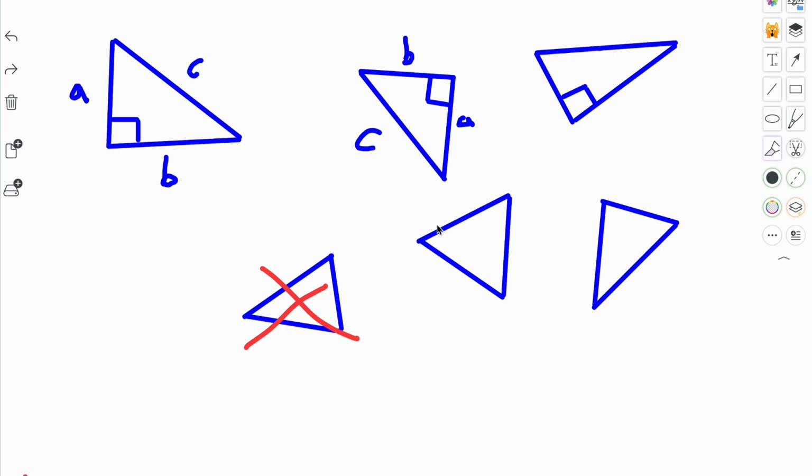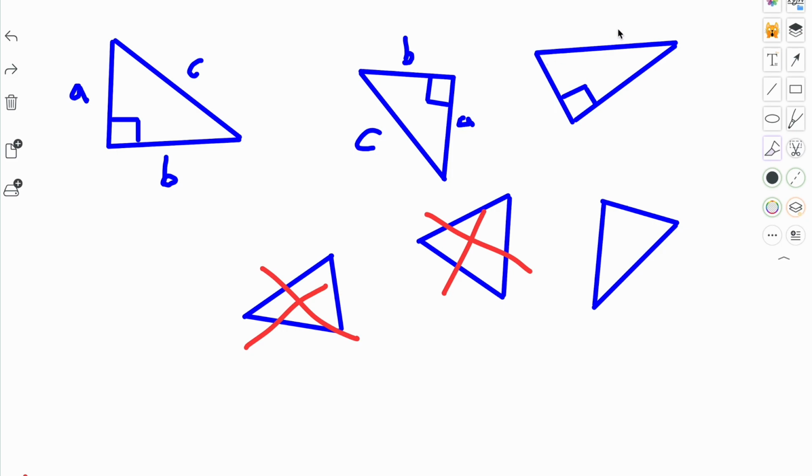I don't know why I did this, but this one's also not 90 degrees because there's no indicator that it is. All right, moving on. These ones are kind of tricky. Just make sure you know that they're not 90 degrees.